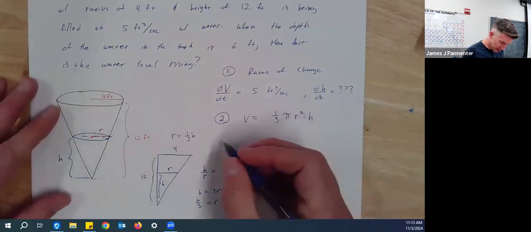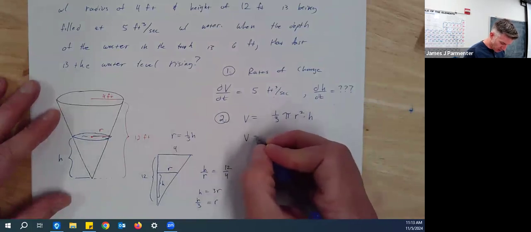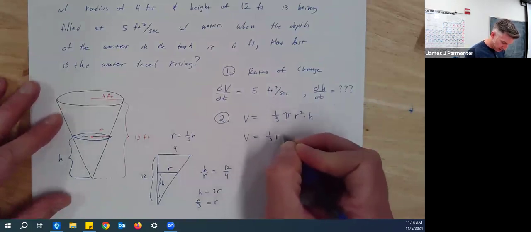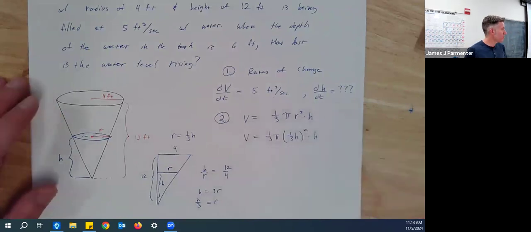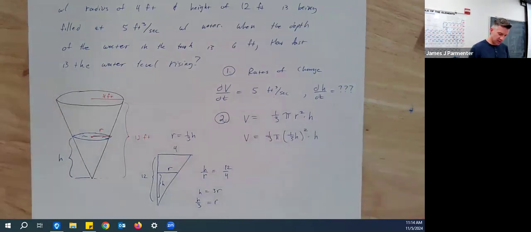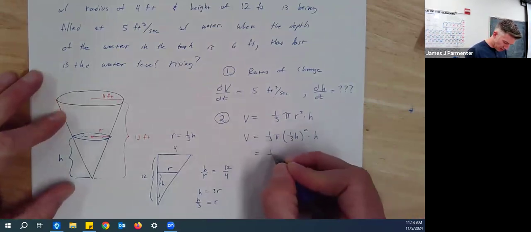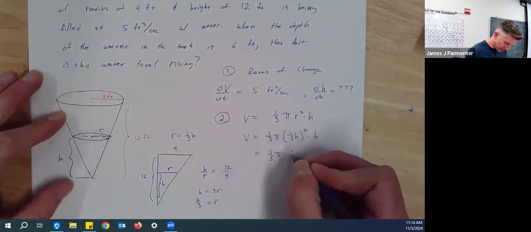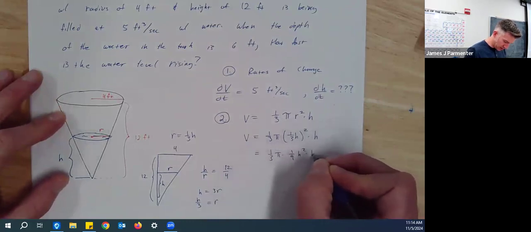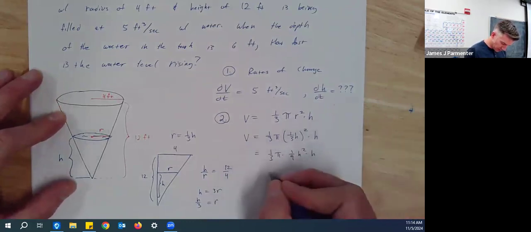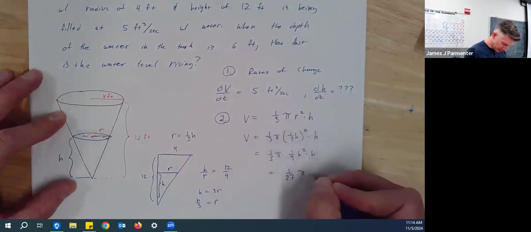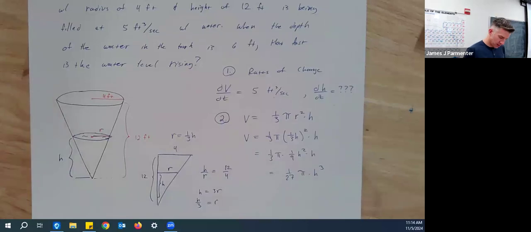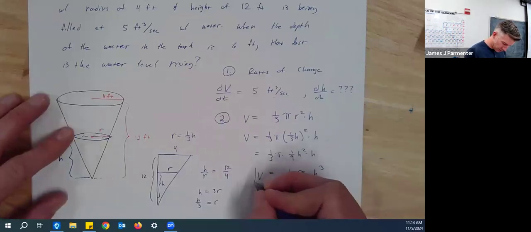So then we're going to rewrite this as volume equals 1/3 pi times (1/3 h) squared times h. And then we're going to make our lives easier and simplify this before we try to differentiate. That's going to be 1/3 pi times 1/9 h squared times h, which simplifies to 1/27 times pi times h cubed. That's our volume.